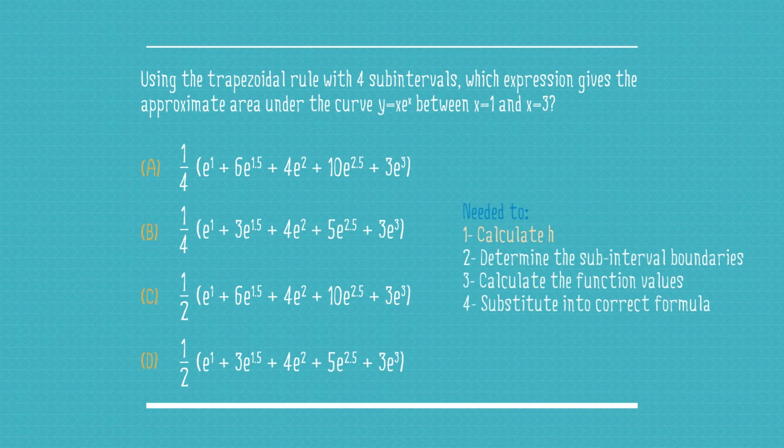For this, we needed to calculate the height, we needed to determine our subinterval boundaries, we needed to work out the y values or the function values, and then we needed to substitute into the correct formula. Now there's 4 things there that we wanted students to do, all for 1 mark. Now, for 1 mark in the paper, you're looking at about 1.5 minutes per mark. But that question there is probably going to take you about 3 minutes to do.